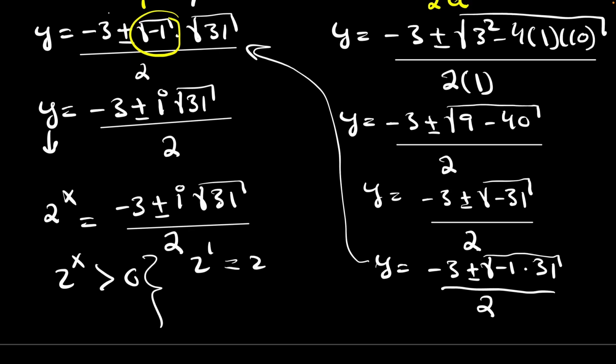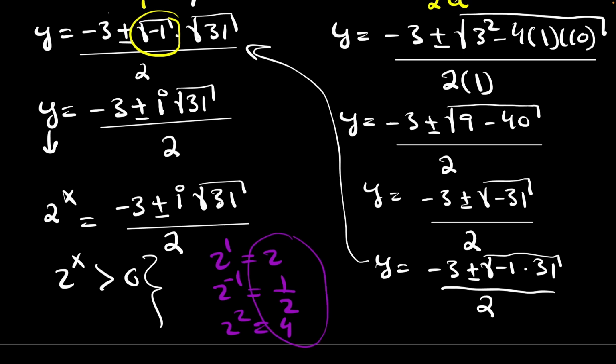For example, if I put 2 to the 1, it is 2. When I put 2 to the minus 1, it becomes 1 over 2. When I put 2 to the 2, it becomes 4. Whatever number you plug into the x, we will have a positive number. We never have a negative number. That's why minus 3 plus or minus i square root of 31 over 2, which is an imaginary number, cannot be the value of 2 to the x.